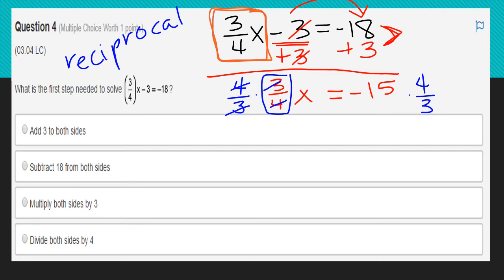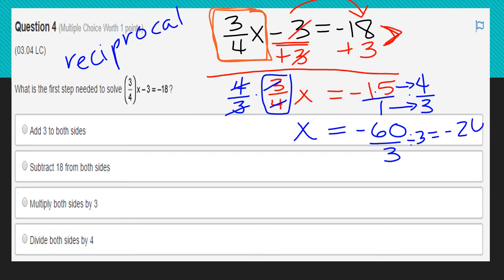All right, so x equals, now negative 15 is not a fraction. I can make it a fraction by putting it over 1. And then I just multiply across when I have fractions. So negative 15 times 4 is negative 60. 1 times 3 is 3. And then I reduce. I think I can divide both of these by 3. And I see that this is negative 20. So x in this example is negative 20.